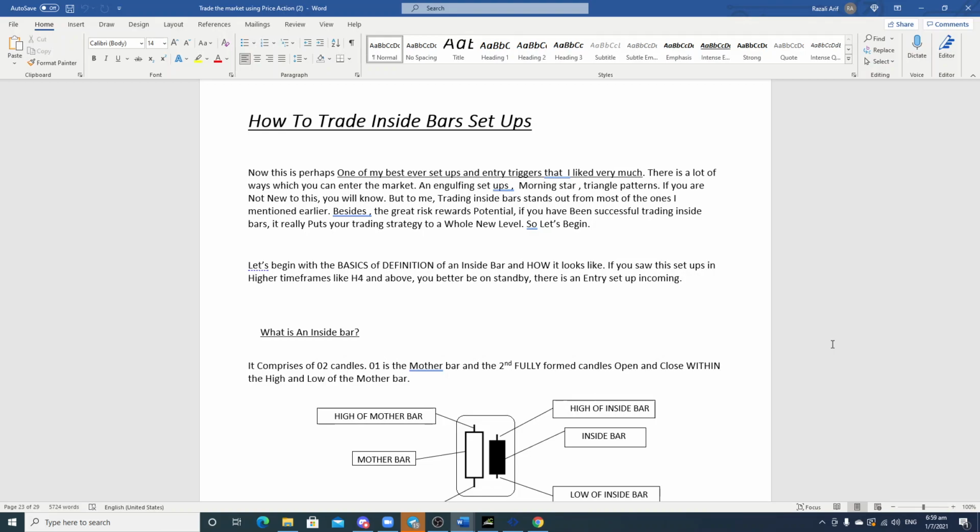One of the reasons that I like to trade inside bar is because of the risk reward. The risk reward for inside bar is great. It's really great. Later we will see on the charts, and I will share with you guys what I meant by this.